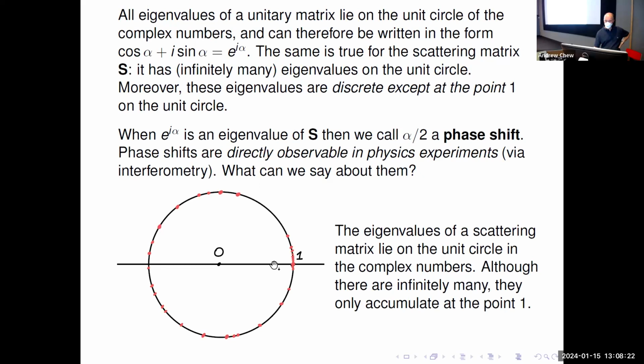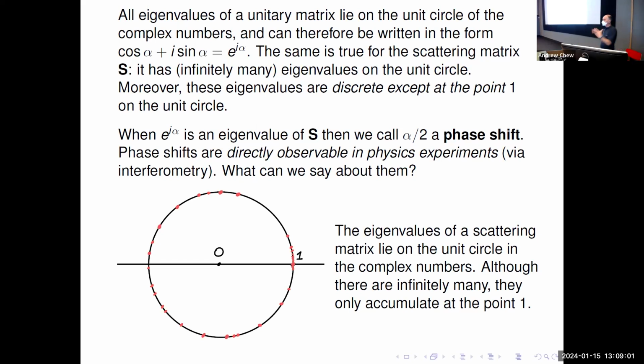So it looks rather like this picture. We can identify individual eigenvalues around the unit circle. Picture in the complex plane now. This is the spectrum. And they accumulate at point 1. So physicists call alpha over 2 a phase shift if e to the i alpha is an eigenvalue of the scattering matrix. And they're directly relevant to physics because you can actually measure them in physics experiments via interferometry.